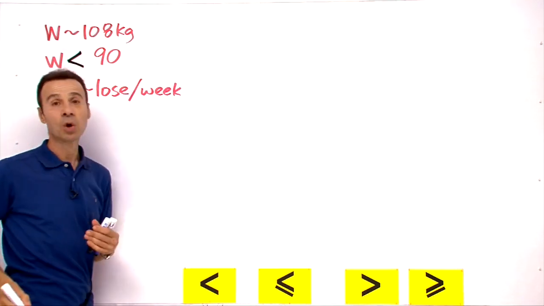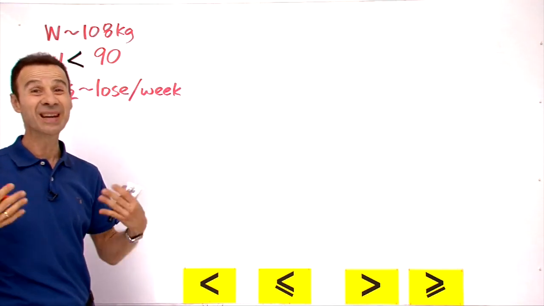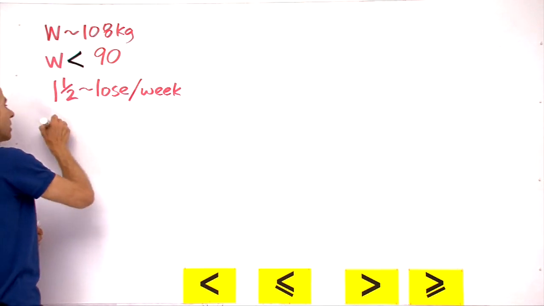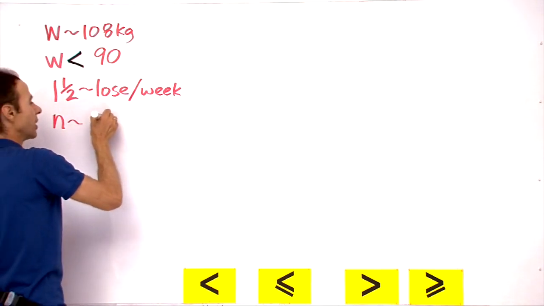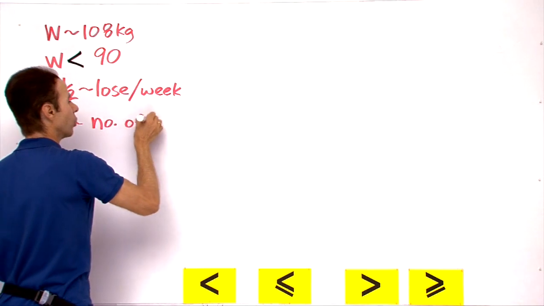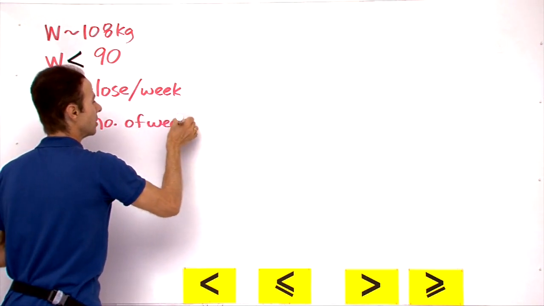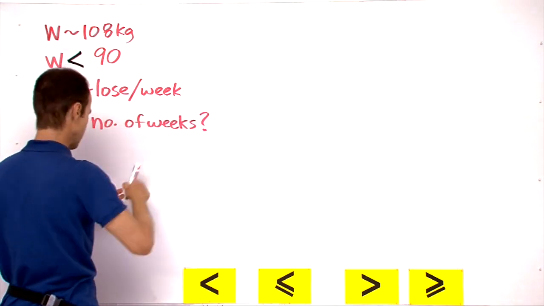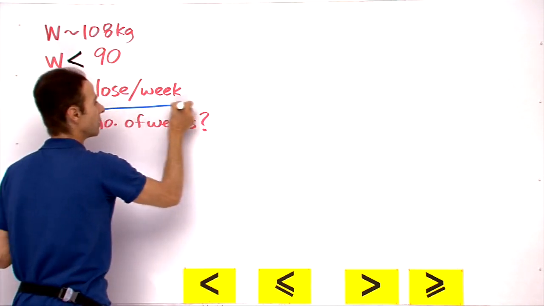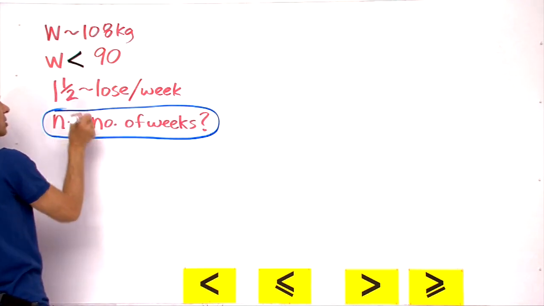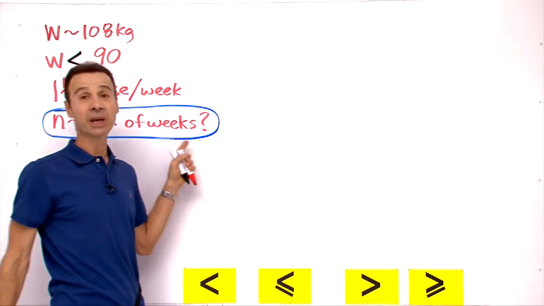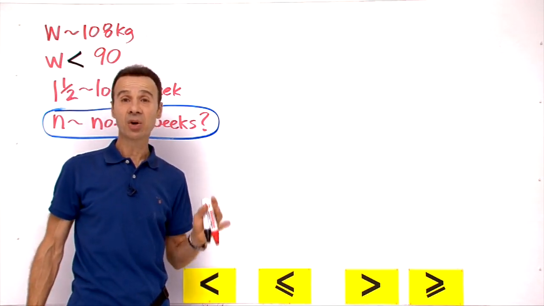Okay, what else do we know? Well, our outcome is to find the number of weeks. So let n represent the number of weeks. Number of weeks, question mark. That's our outcome. Let me just put a little border around that. That's our target, our mission. How many weeks before he can weigh less than 90 kilograms?